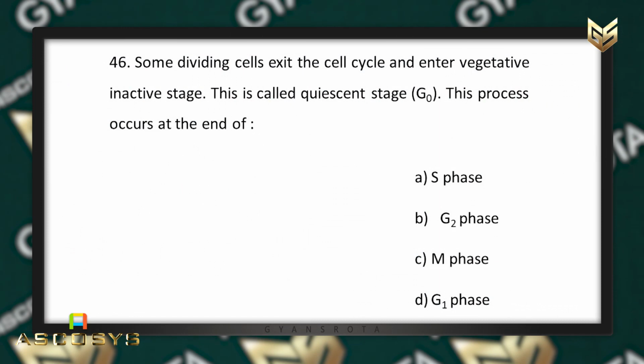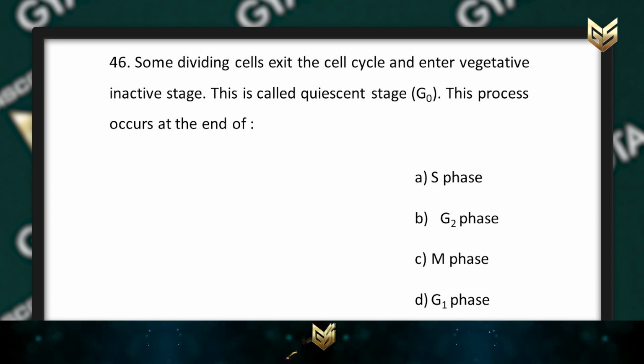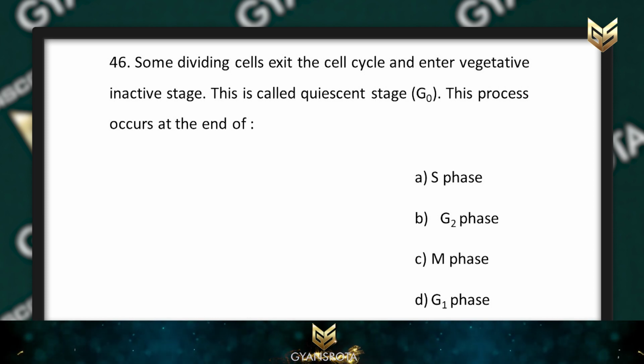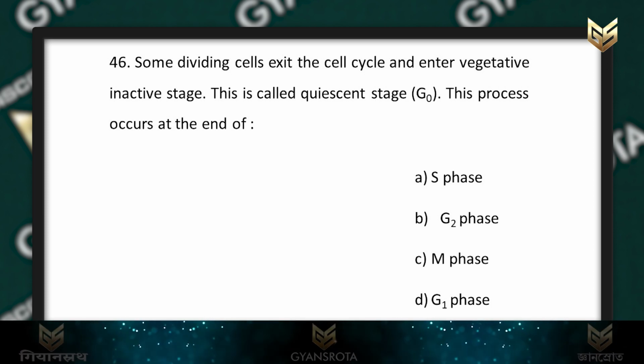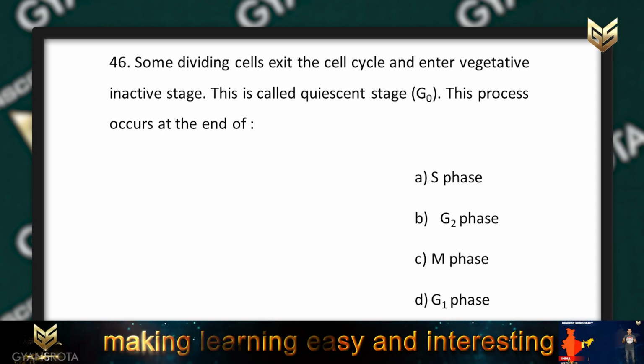Now in this question number 46 you can see some dividing cells exit the cell cycle and enter a vegetative inactive stage. This is called quiescent stage. This process occurs at the end of: option number A, S phase; option number B, G2 phase; option number C, M phase; and option number D, G1 phase.